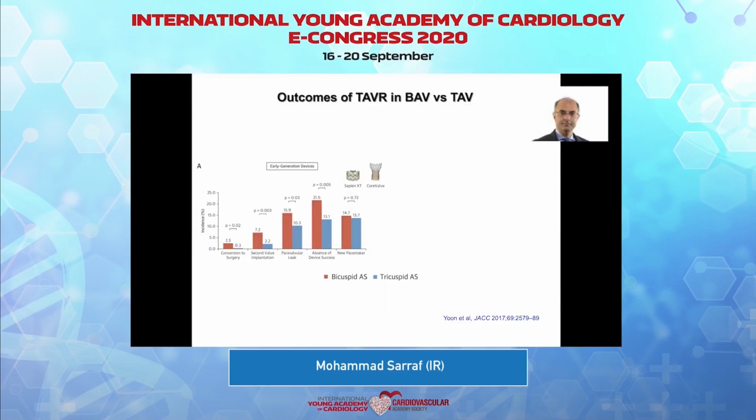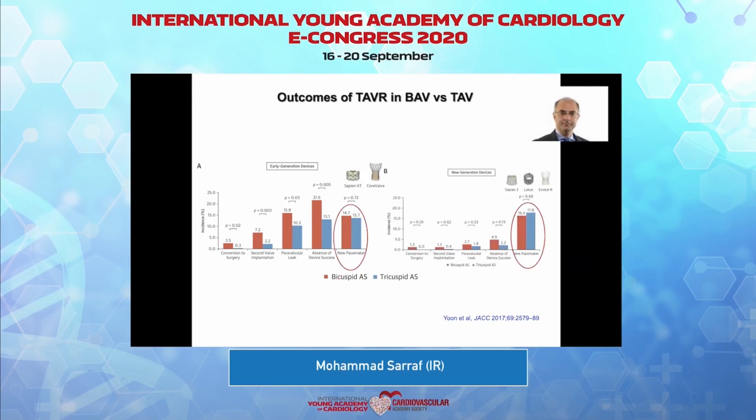What we know from the available clinical data in TAVR and bicuspid is that, clearly in early generation, we didn't really have a good outcome, no matter how we look at them. Bicuspid AS patients always did worse with TAVR, but with newer generation, they overall did better. But at least in terms of pacemaker, it seems that they continue to have a pretty high pacemaker rate, regardless of technology improvement and advancement.